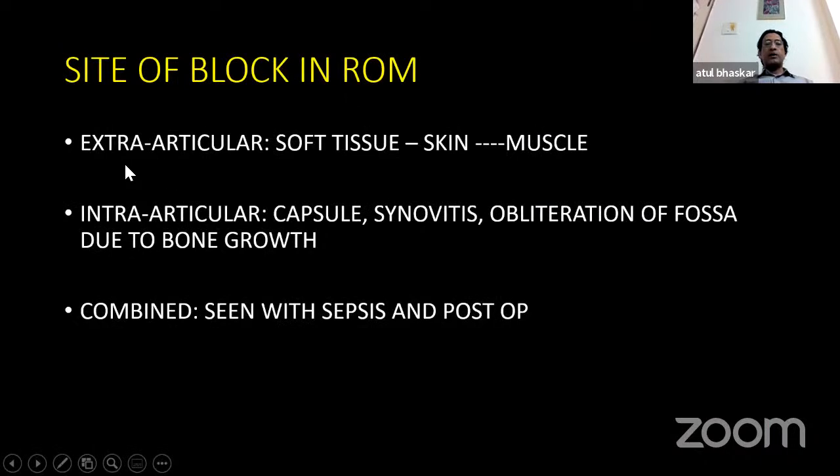Extra-articular blocks can be mainly in the skin and the soft tissues. These are soft tissue contractures, arthrogryposis, wound infections, and compartment syndrome sequelae. Intra-articular adhesions can be from the capsule or joint synovitis, or if there is bone growth in the fossa, both the olecranon fossa as well as the cubital fossa, because of either implants or fracture healing, there could be intra-articular blocks. Often you see combined problems, especially in sepsis and post-traumatic stiffness. You can have a combined extra-articular as well as intra-articular capsular block, which can sometimes be difficult to separate.